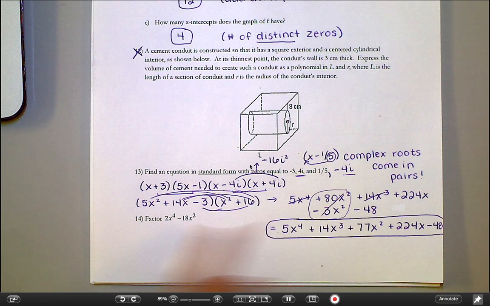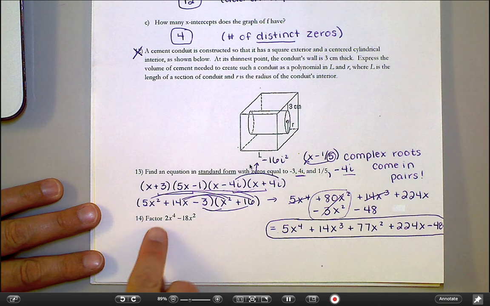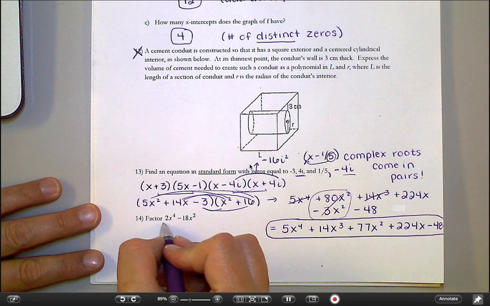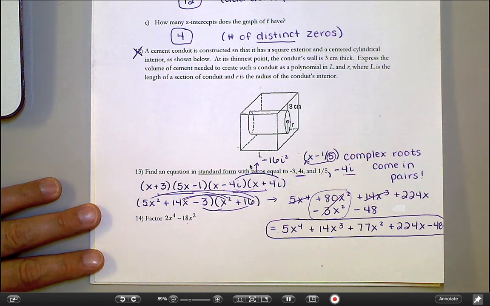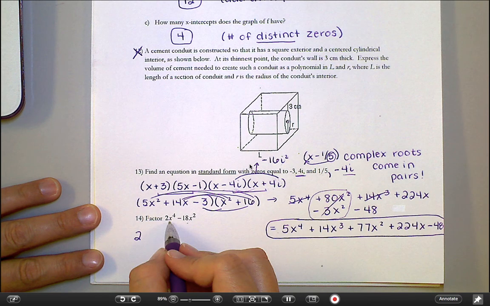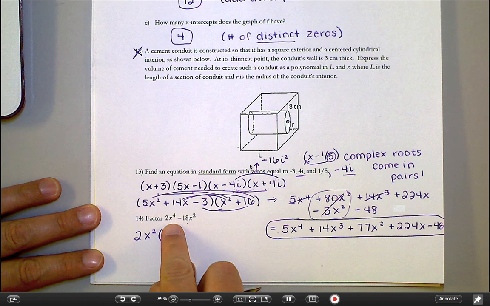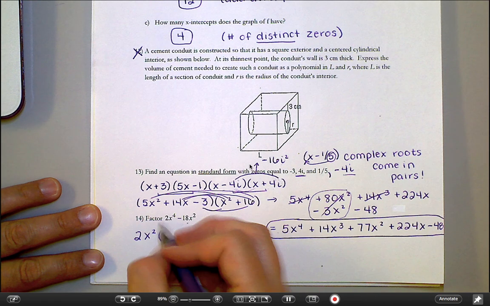Okay? One last one real quick because you guys are on your way in. Factoring something like this, I'm going to pull out the GCF, which is a 2, and then they have 2 x's in common. And that's going to leave me with an x squared.